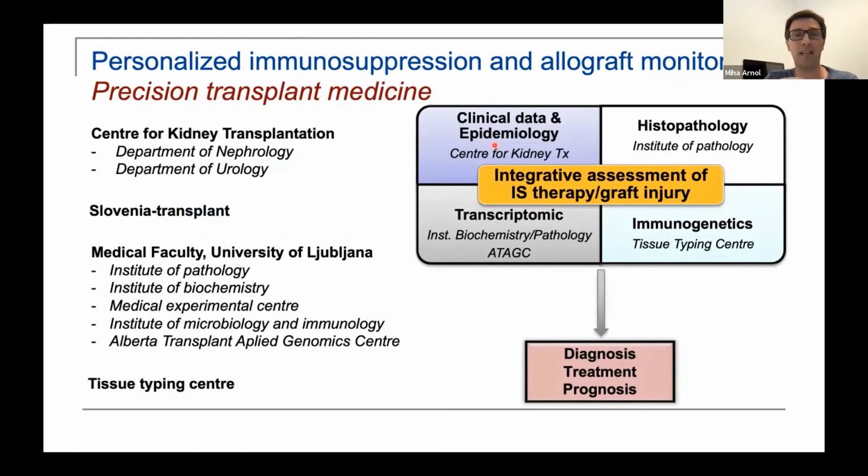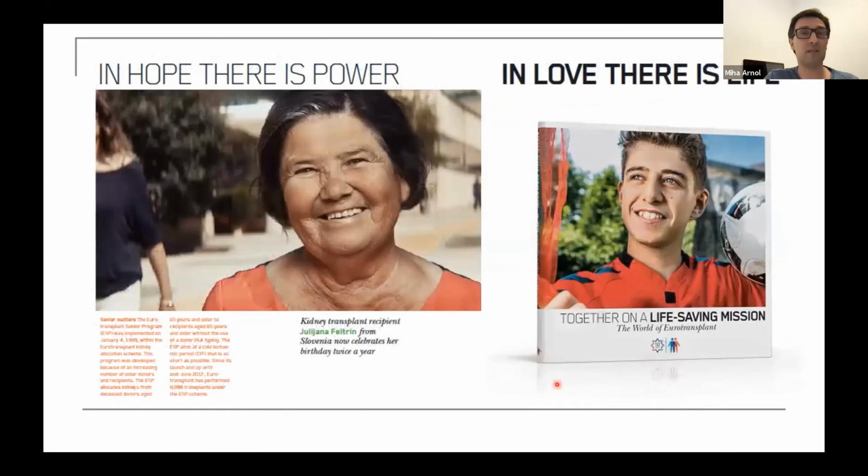And we need to combine the clinical and epidemiology data, the histopathology information, the immunogenetics, and of course, we have to go with the transcriptomic analysis using these novel biomarkers, including donor-derived cell-free DNA, to refine and improve our preciseness for the diagnosis of allograft injury as early as possible for our patients. Of course, then to prescribe the appropriate treatment at the right time, as early as possible, and of course, with the main aim to improve our long-term prognosis for our transplanted recipients.